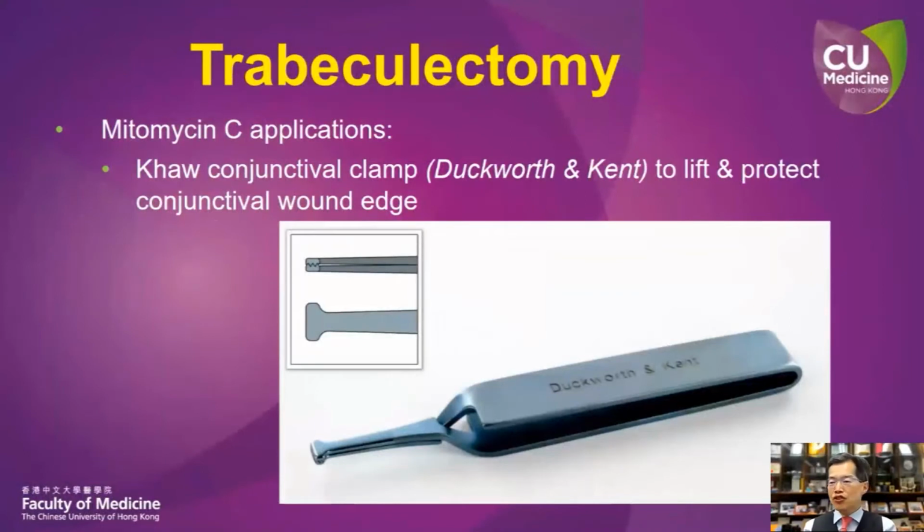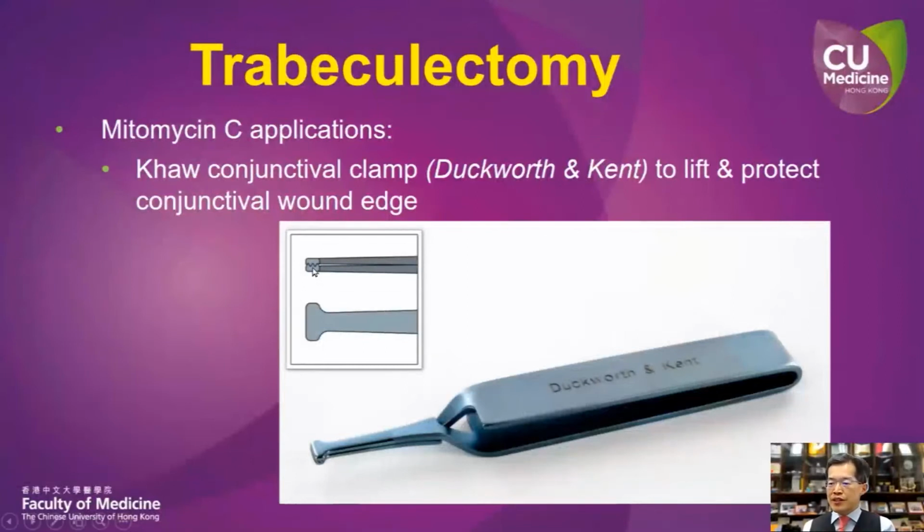Now, during the application of mitomycin C, I routinely use the Core conjunctival clamp, which is produced by Duckworth and Kent, which is shown in the photo here. The beauty of this design is that at the end, it is T-shaped. And so the pressure or the force over the conjunctival wound edge is widely distributed over a longer edge. So you will not be distorting the shape of the conjunctival wound edge, and there's a much reduced chance of tearing the conjunctival wound edge.